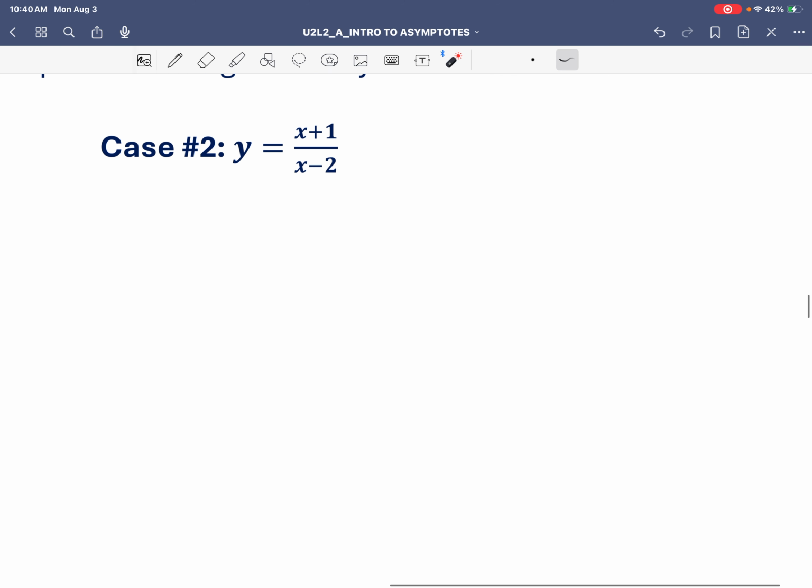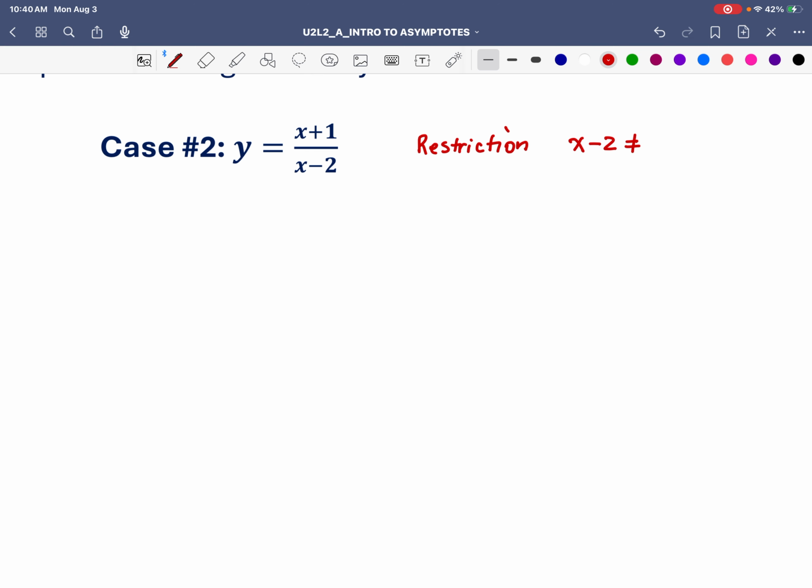Now, we're going to take a look at the next example. We have y equals x plus 1 over x minus 2. There is nothing to factor in here. There are no common factors, so we're going to jump to restrictions. The restrictions are that the denominator cannot equal 0, or x minus 2 has to be different than 0, which tells us that x has to be different than 2.